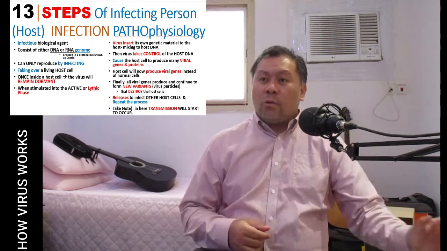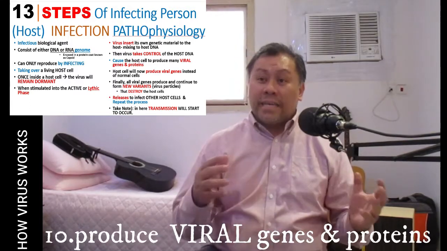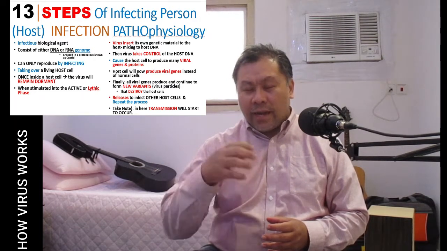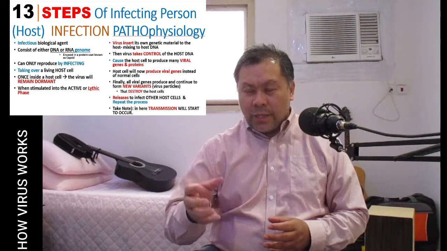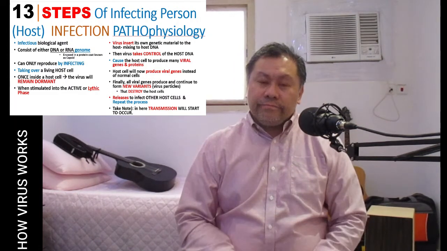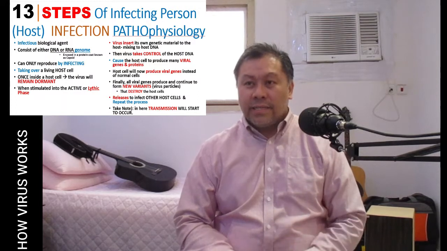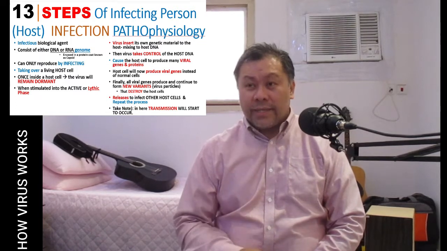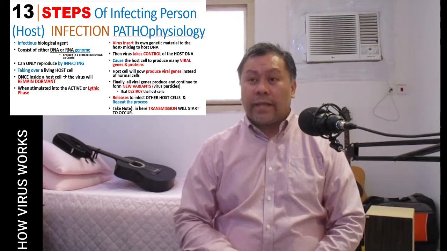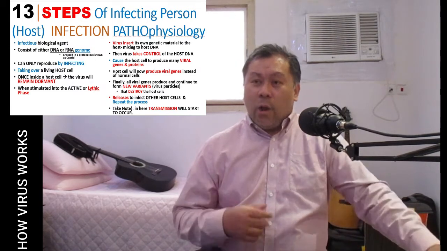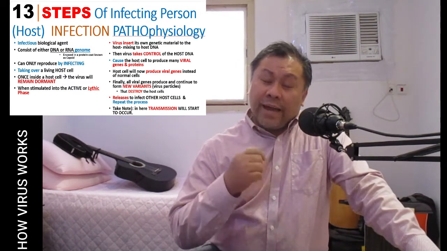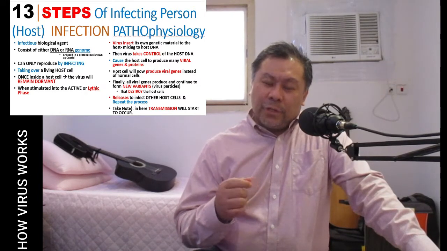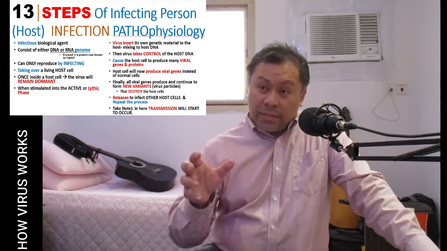So this will cause the host cell to produce viral genes and proteins. So when they dominate and are active in the normal cell, the DNA or genes and proteins produced by the host cell will be infected already. So that is an infectious cell already. So here, the host cell will now produce the viral genes instead of normal cells. Okay? So normally, the host cell will produce normal cells.